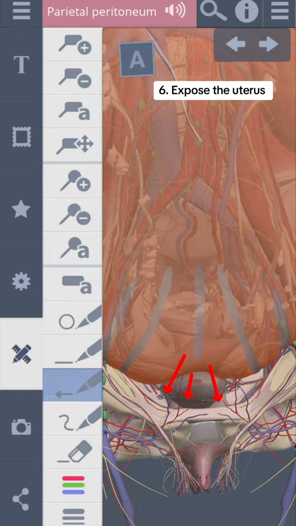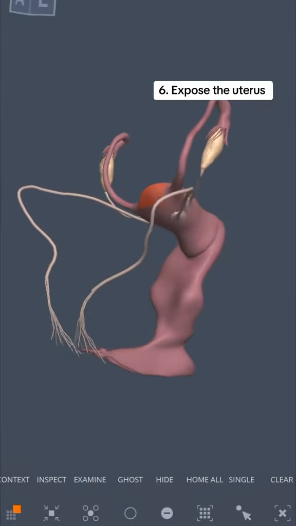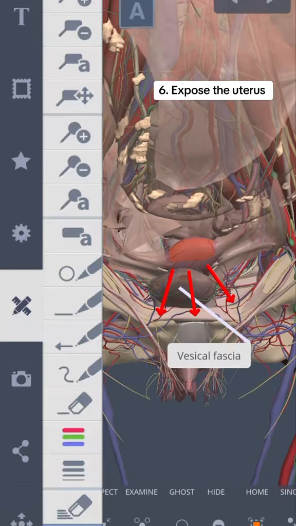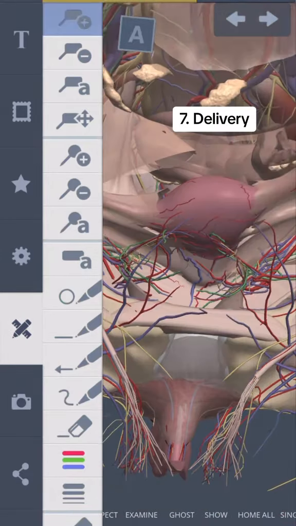The vesicouterine peritoneum is grasped with forceps and then incised to create a bladder flap. This vesicouterine peritoneum covers the uterus anteriorly and the bladder posteriorly. The bladder is then dissected off of the lower uterine segment.